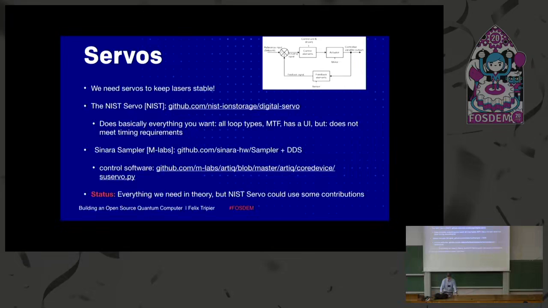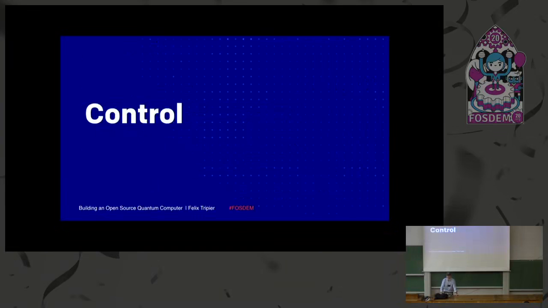And the last thing is from M-Labs. You have a much more simple servo that doesn't have some of the features that the NIST servo does in terms of UI, things that you need like measuring transfer functions, etc. Very engineering specific things. So this is someplace actually that more software investment would be fruitful, I think. So our status is that the NIST servo needs some more hardware and the Sinara Sampler needs some more software investment. But we have everything we need to actually run a laser setup on our trapped ion computer.